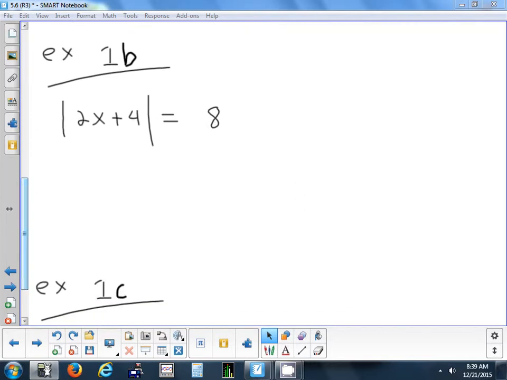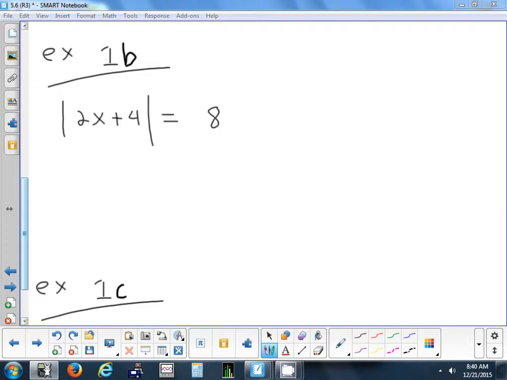All right, so we'll go through 1B and 1C, and then we'll take a look at example 2A and 2B. All right, 1B. Step 1, make sure absolute value is by itself. Davin, is it already by itself here?